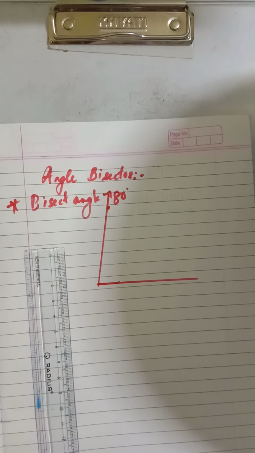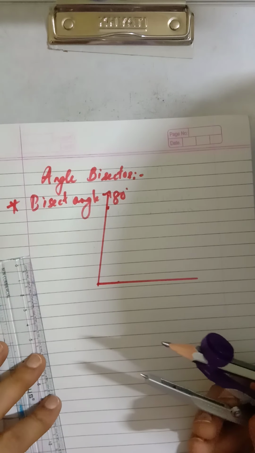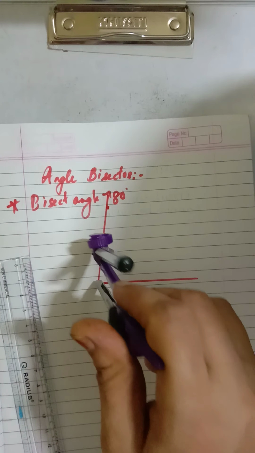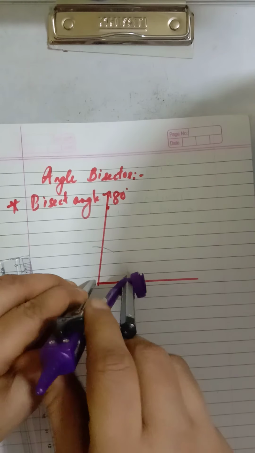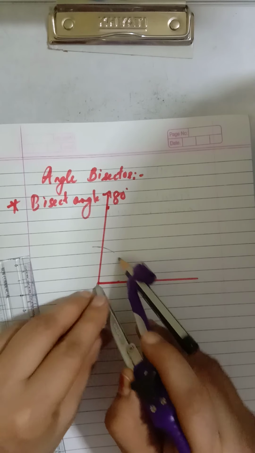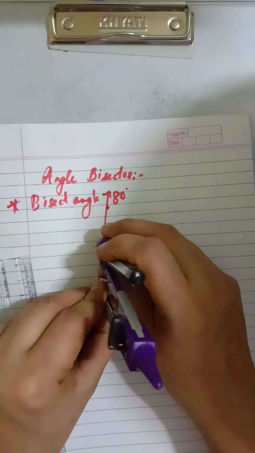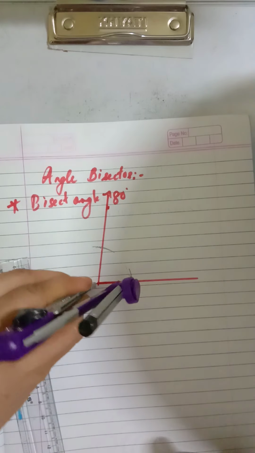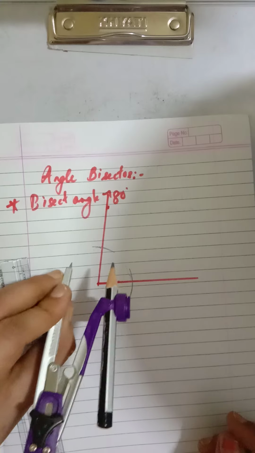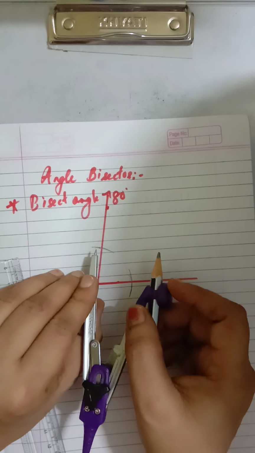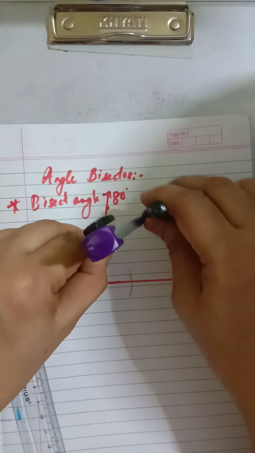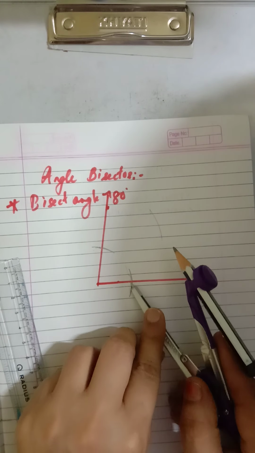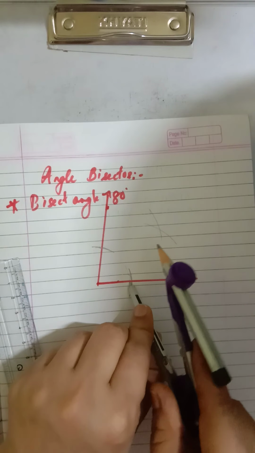Again I repeat, how you will bisect? You will take your rounder, keep at this point, and you are going to cut 2 arcs on both the arms of the angle. Now after this, what are you going to do? Change the radius, keep on the first arc, draw an arc in the middle of the angle. Same way, keep it on the second arc and draw the arc which intersect the previous arc.